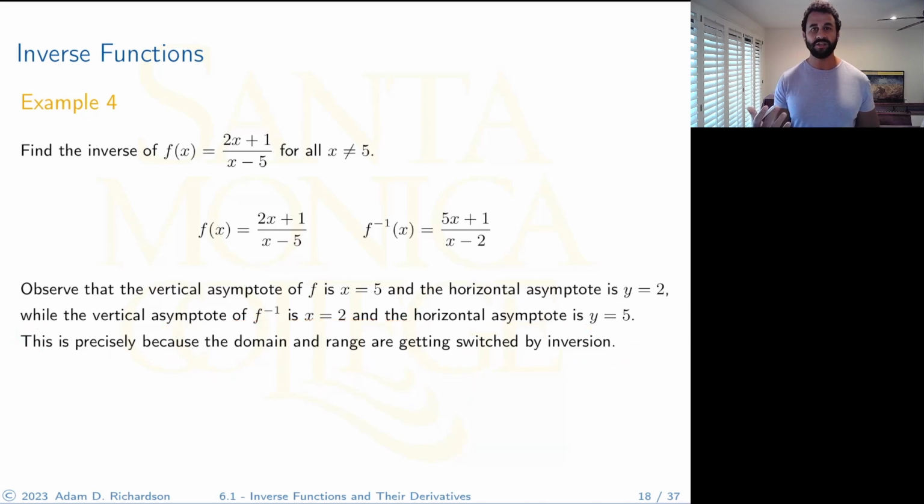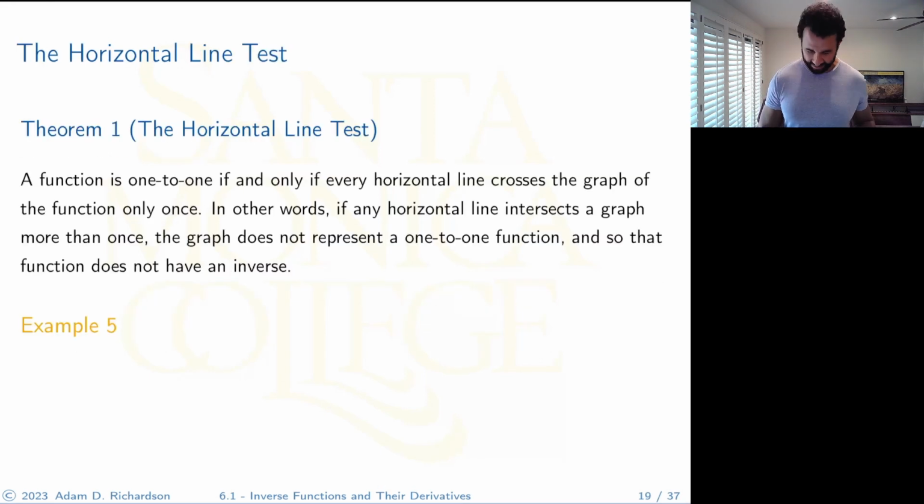So when you invert a function, the domain and the range get switched. That's why this vertical asymptote becomes a horizontal asymptote, and this horizontal asymptote becomes a vertical asymptote, because it's like the x's and the y's are getting switched. It's not the best picture, sorry. That's the idea. And that's one of the reasons we get this really, really nice test.